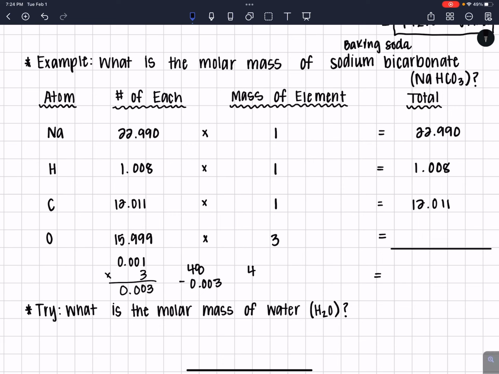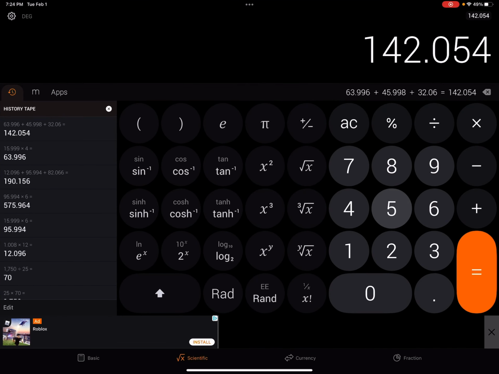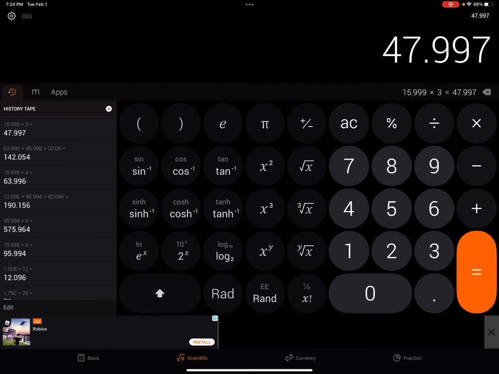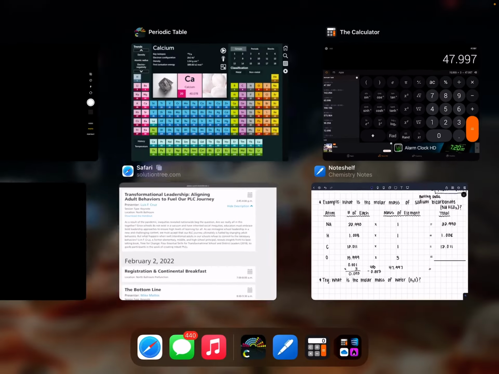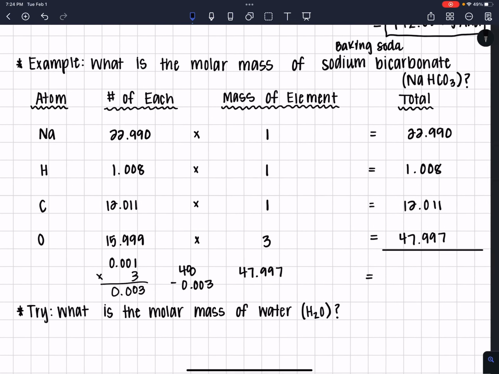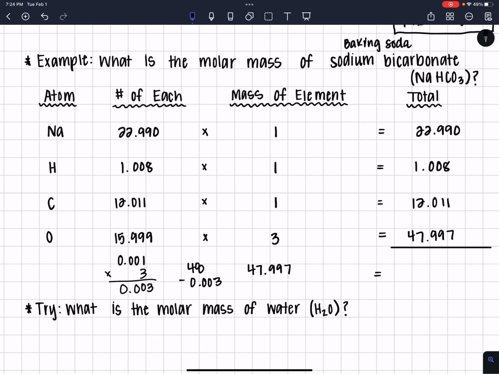So I think I would get 47.997, but let me double check. 15.999, oops, typed that in wrong. 15.999 times 3. Yeah, okay, cool. So I figured out how to do it in my head, so maybe I won't need to use the calculator as much. So 47.997. Awesome. Okay, so I'm just going to add. Let's see if I can really challenge myself and add this in my head.